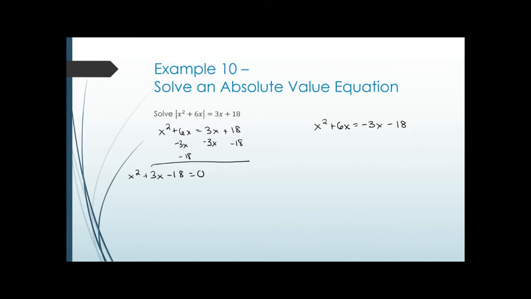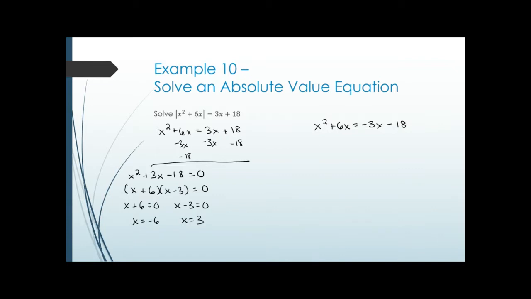And let's see, this factors to x plus 6 times x minus 3 equal to 0. 6 times negative 3 is negative 18. 6 minus 3 is a positive 3. I set each of these equal to 0. So I have x plus 6 equals 0, x minus 3 equals 0. And when I solve for x, I get x equals negative 6, x equals 3.